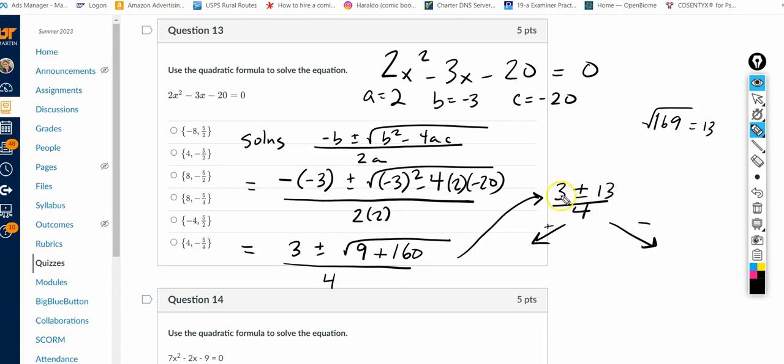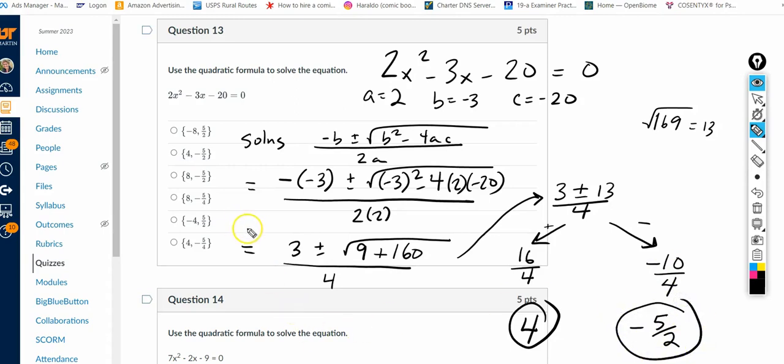So if I use the plus sign, I'll have 3 plus 13 over 4, which is 4. And if I use the negative sign, I'll have 3 minus 13, which is negative 10, all over 4. And that reduces to negative 5 halves. And you can put negative 10/4 in your calculator, press math button and enter, and it will give that for you. So I'm looking for 4 and negative 5 halves. Okay.